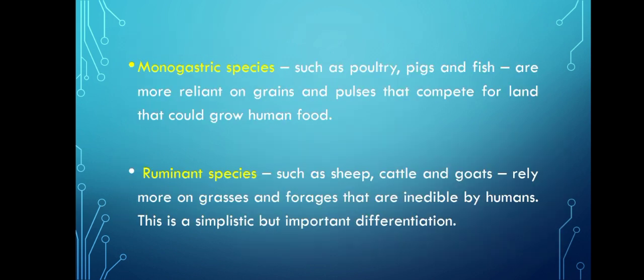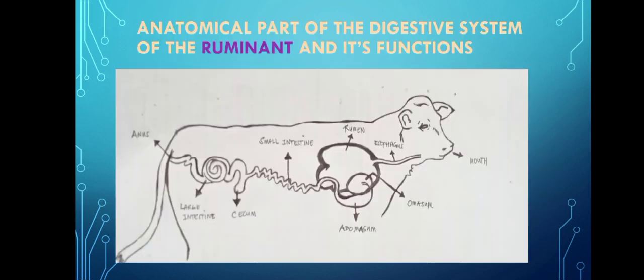Monogastric species such as poultry, pigs, and fish are more reliant on grains and pulses that compete for lands that grow human food. Ruminant species such as sheep, cattle, and goats rely more on grasses and forages that are inedible by humans. This is a simplistic but important differentiation.